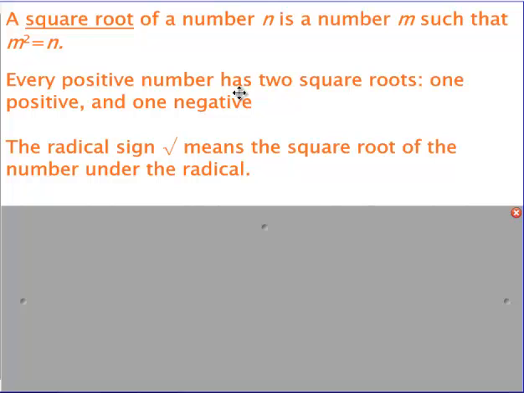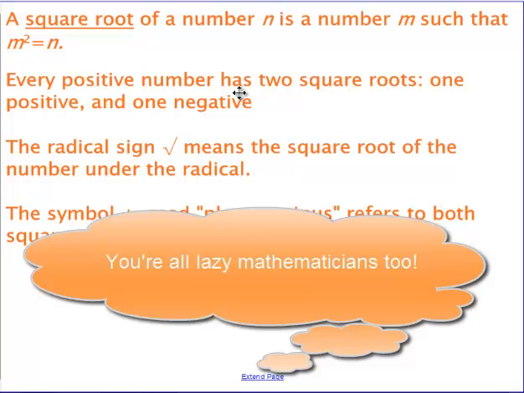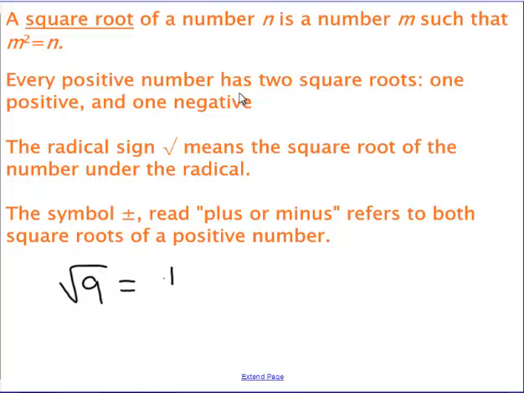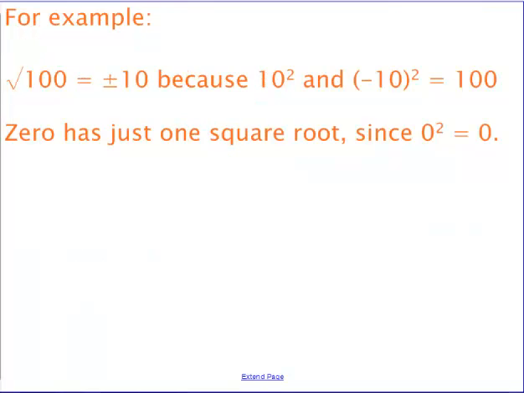Because mathematicians are lazy and we like shortcuts, we have a way to show that quicker, the plus minus symbol. So if I asked for the square root of 9, you could tell me that that is plus or minus 3 because it's a positive 3 or a -3. I'll give you another example. The square root of 100 is plus or minus 10 because 10 squared and (-10) squared, notice the parentheses, each equal 100. Notice 0 has just one square root because 0 squared equals 0. It's the only one that doesn't have two square roots because it's not a positive number.